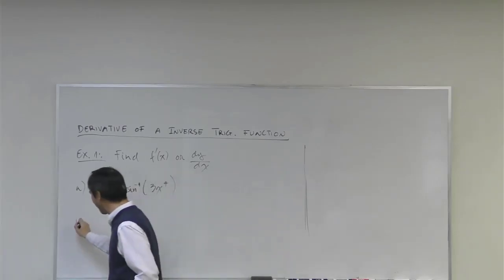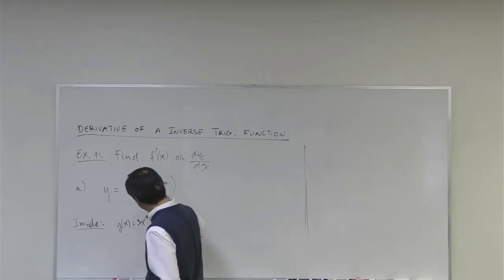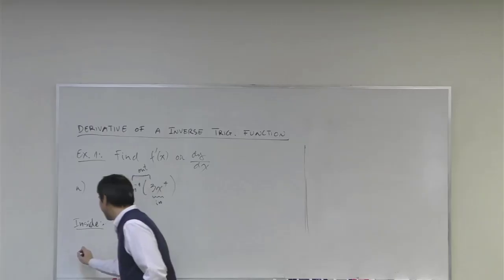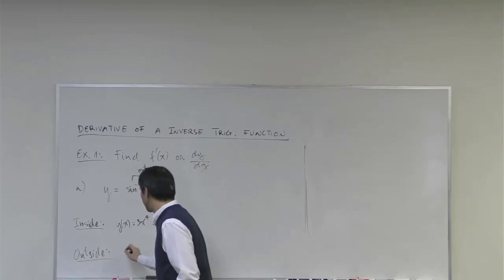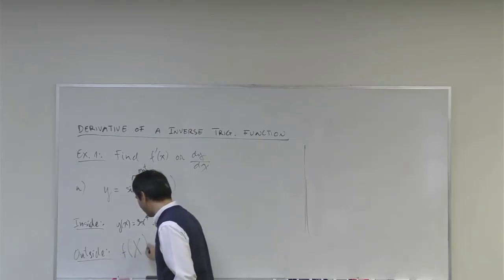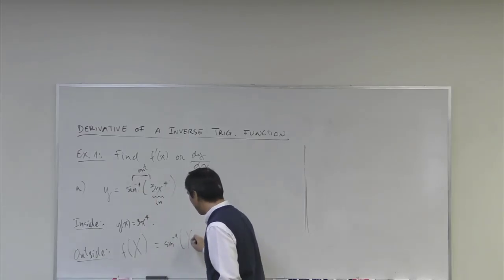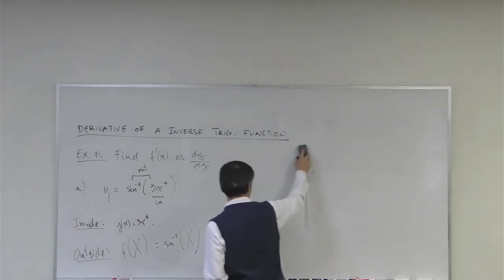So we recognize that nature, and this is sort of the thought process here. Inside, I recognize some g of x being 3x to the fourth. You guys follow it? So there's your inside. And then we're taking the outside function on top of that. The outside function that I recognize here is simply some f of capital X, being the sine inverse of the whole argument x. So now, realizing that nature, having the inside and outside, we can use the chain rule.